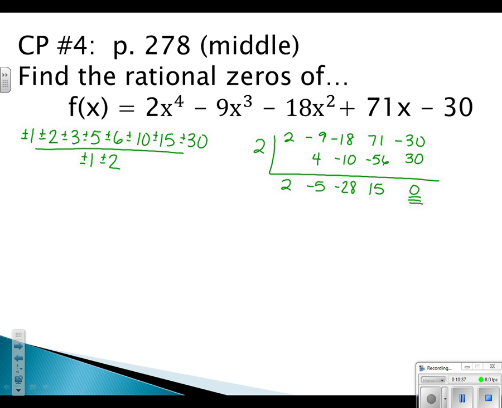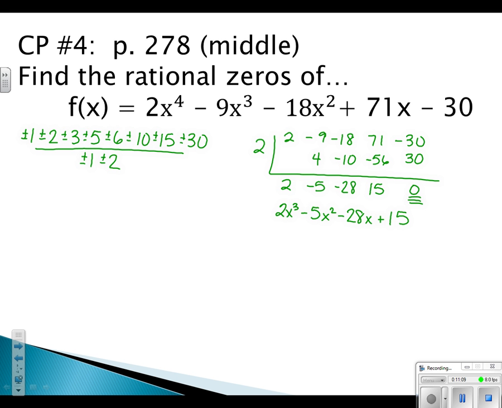You can see that it works. Now, when I take that 0 out, I'm left with 2x to the third minus 5x squared minus 28x plus 15. It's possible when you have this 4-term polynomial, as a result, when we divide out that first 0, you could possibly factor it with something like grouping. It doesn't work on this one, so I just have to continue testing more options.